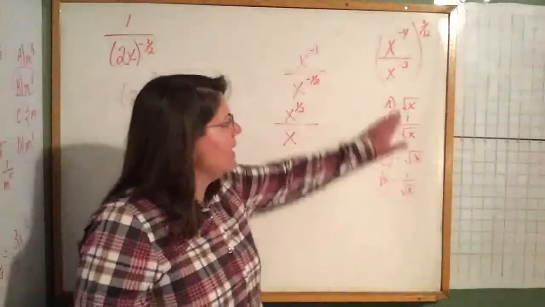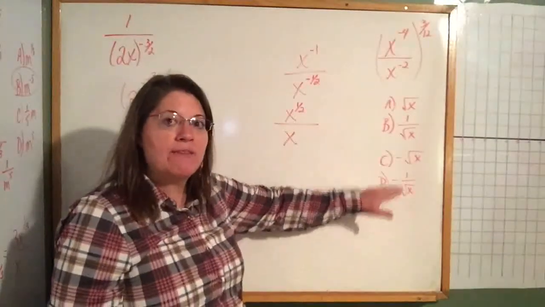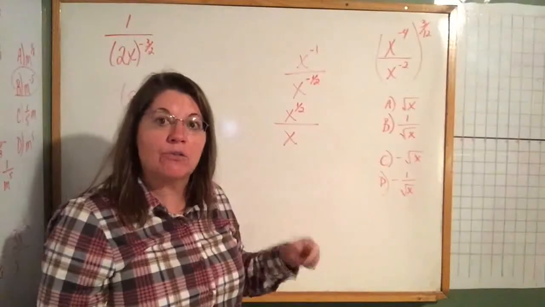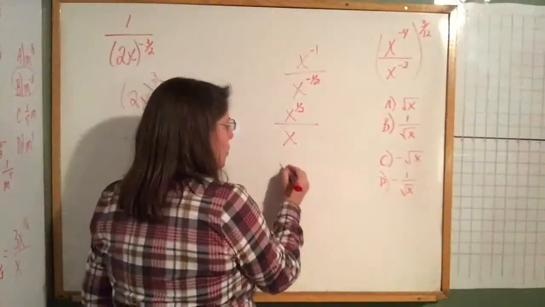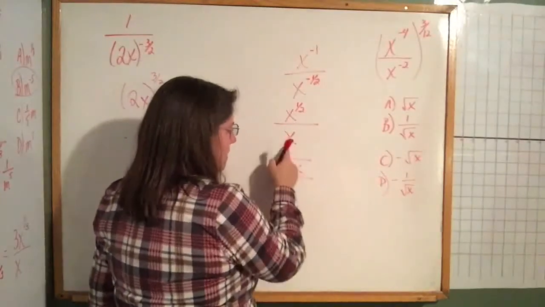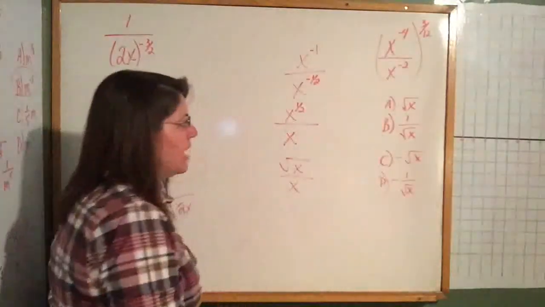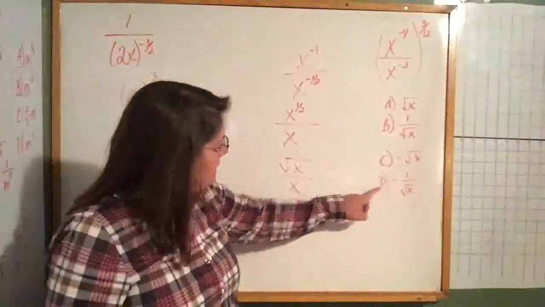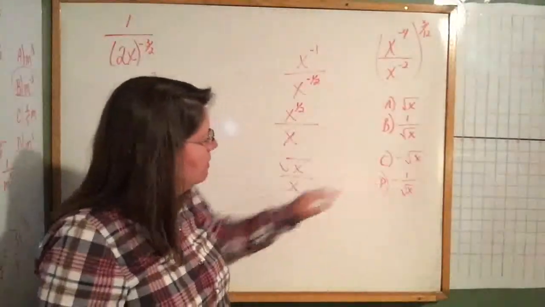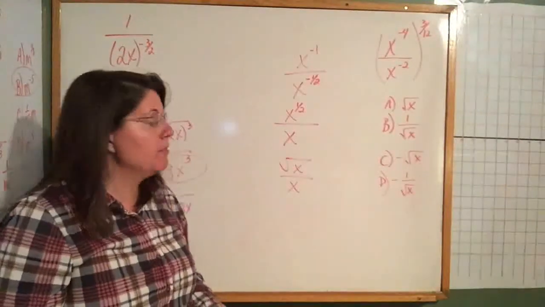Now, look at how the answers have been expressed. They've expressed the answers as radicals, so we need to convert back. Well, x to the 1/2 is the square root of x. X to the first is just x. I don't see any that match this, so I need to do a little bit more simplification.